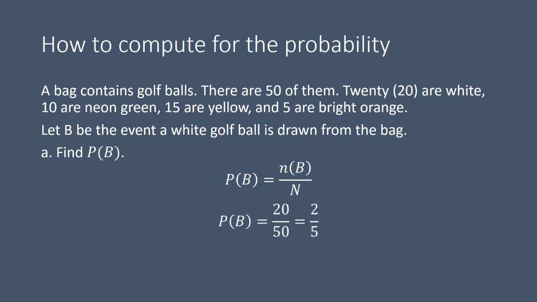So in our sample space, we have 20 white golf balls. The size of the sample space is 50. So the probability that a white golf ball is drawn from the bag is equal to 20 divided by 50, or 2 over 5.